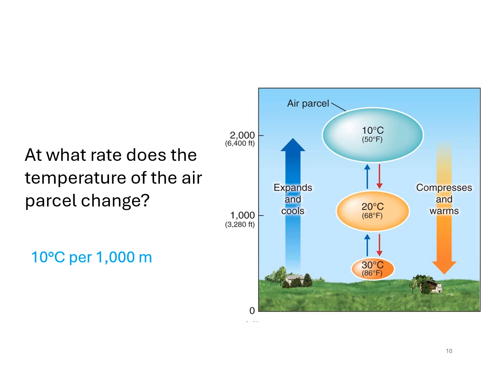If you push that air parcel down, you would be gaining 10 degrees Celsius for every 1,000 meters. You start at 10 degrees Celsius at 2,000 feet, push it down 1,000 feet, and you gain 10 degrees. You are now at 20 degrees Celsius. Push it down another 1,000 feet to the surface, and you've gained 10 degrees Celsius again. So this regular change in temperature per every 1,000 meters is something we call a lapse rate.